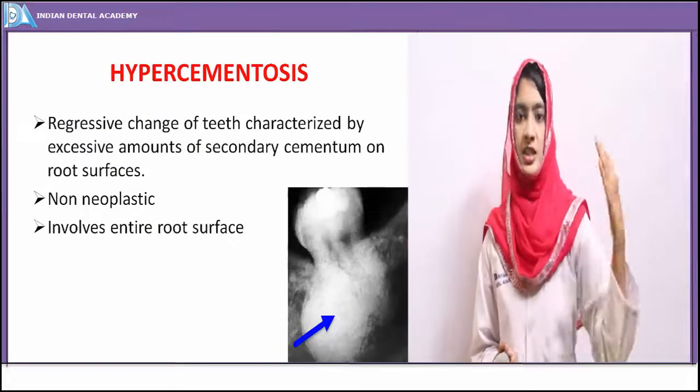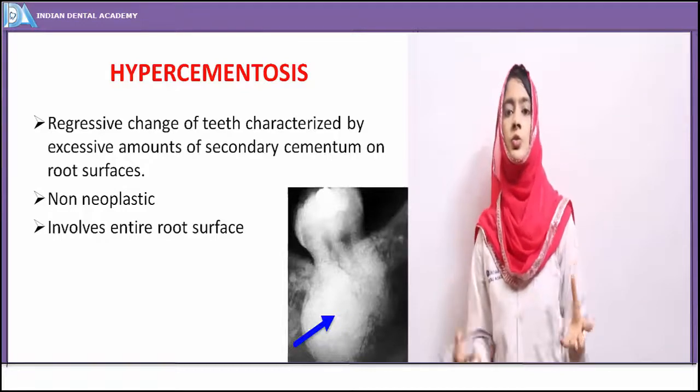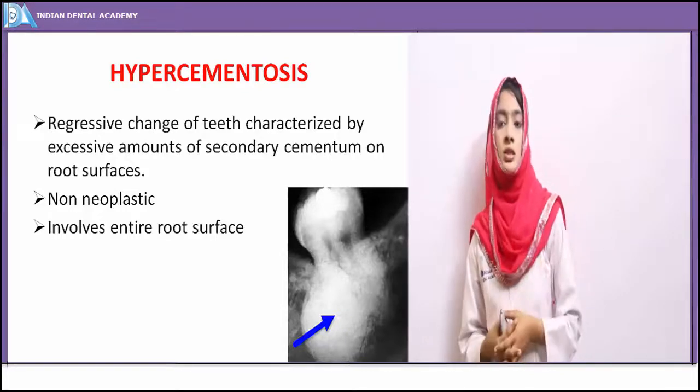So we have seen the changes occurring in the enamel, the dentinal surface, the pulp surface, and how the roots are affected, how the cementum is affected. Hypercementosis is a regressive alteration.